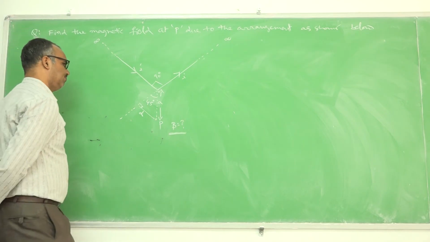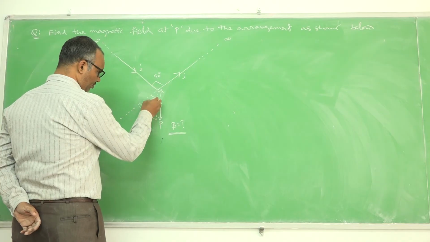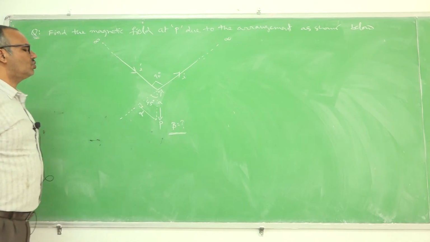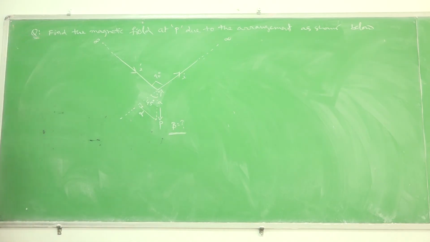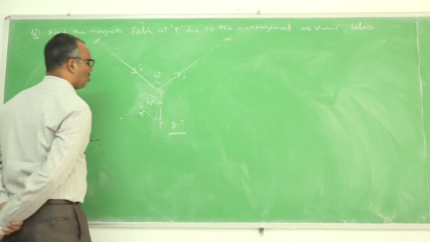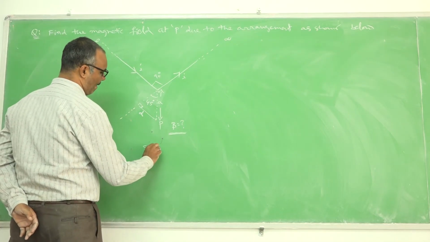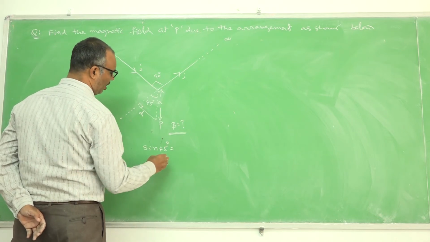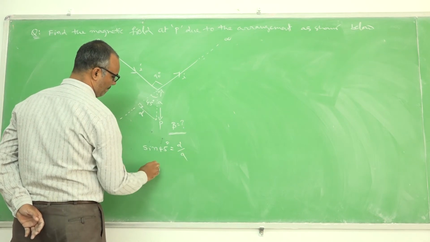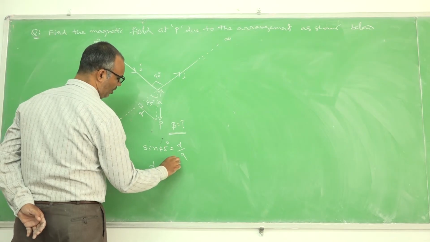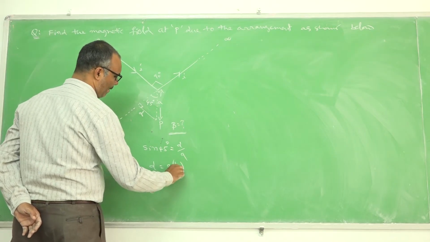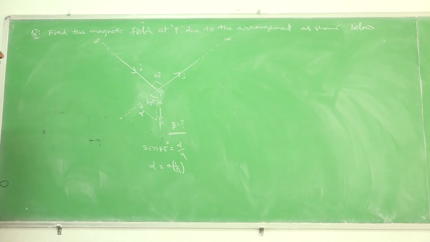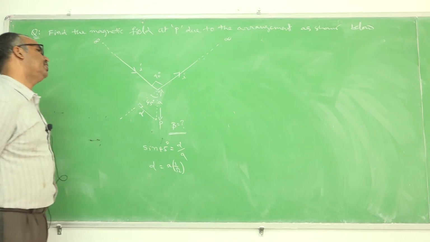Same like the earlier question, in this question also we will take sine 45 degrees. Sine 45 degrees means opposite side by hypotenuse, D by A. D is equal to A into 1 by root 2. This is the distance. And we need to have alpha and beta.